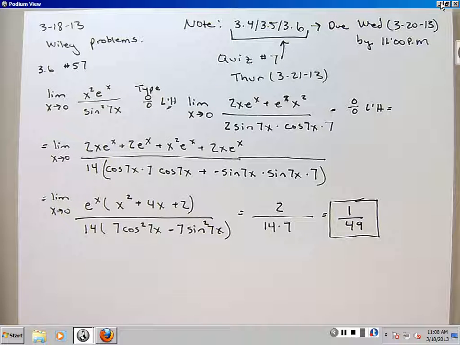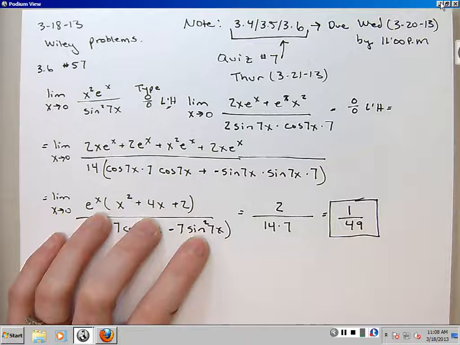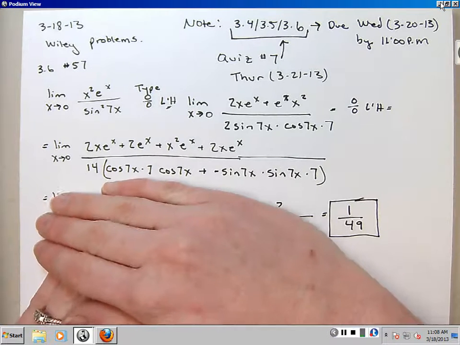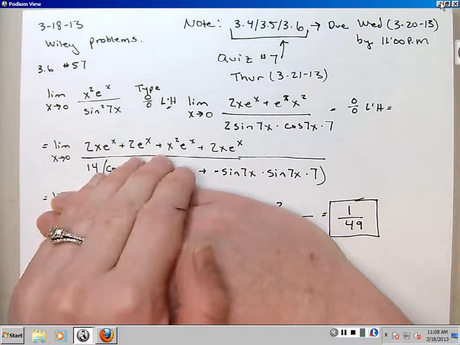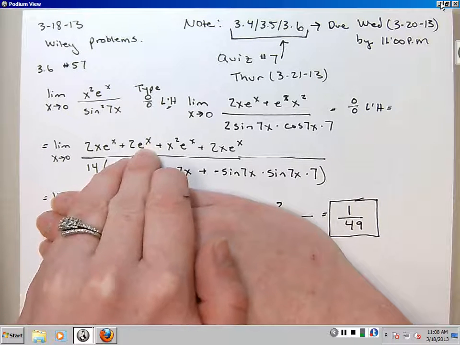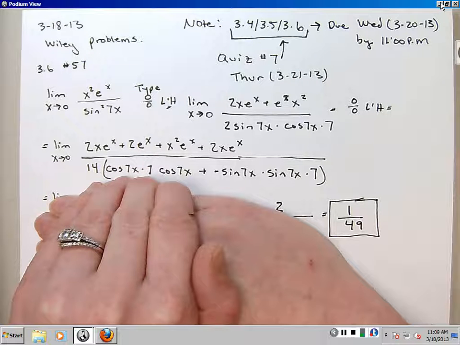So you have to really understand what's going on with basic functions. And honestly, you don't have to simplify it this much. You can get your answer from this problem here. When I plug in 0, I get 2 on top, and on bottom I get 14 times 7.